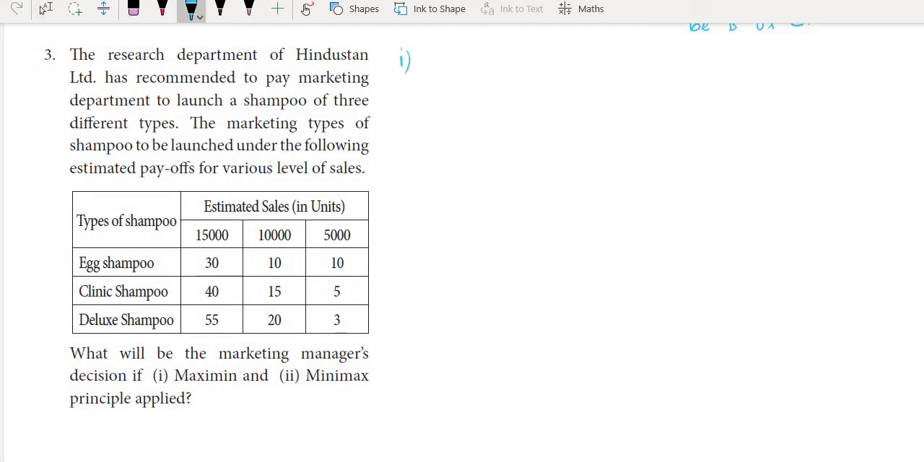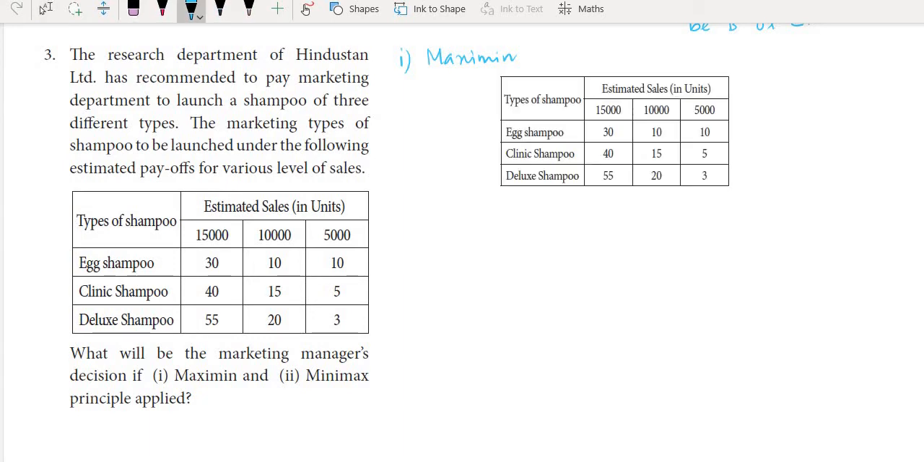First, maximin. So maximin principle stands for maximum among the minimum payoffs of each act we have here. The acts are here: egg shampoo, clinic shampoo and deluxe shampoo. So what we have to do is, in our payoff matrix we have to take the minimum value first of all. So the minimum payoff for egg shampoo is 10, clinic shampoo is 5 and deluxe shampoo is 3. So now we have to take the maximum among these values.